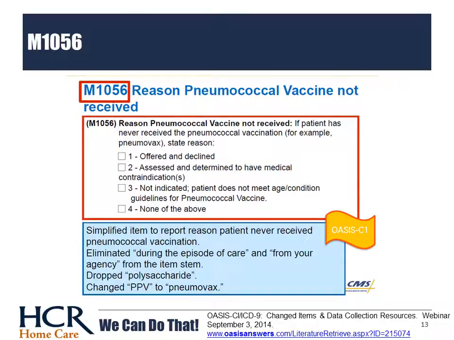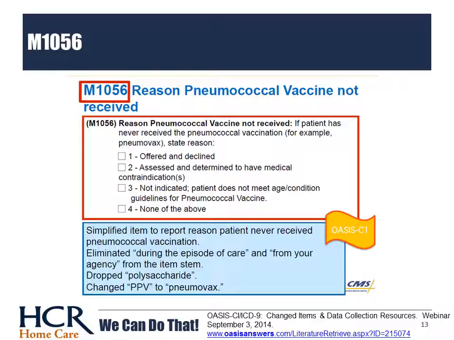So, if you indicate the patient didn't receive the pneumococcal vaccine, the next question that will come up is, if the patient has never received the pneumococcal vaccine, for example, Pneumovax, state reason. Your choices are 1. Offered and declined, 2. Assessed and determined to have a medical contraindication or contraindications. These would include anaphylactic hypersensitivity to any components of the pneumococcal vaccine, if they've had a bone marrow transplant within the past 12 months, or if the patient is undergoing chemo or radiation in the past 2 weeks.